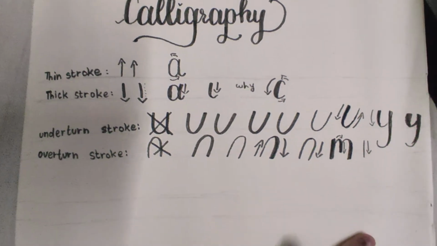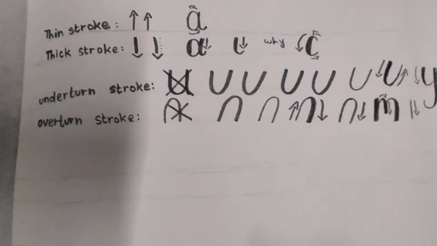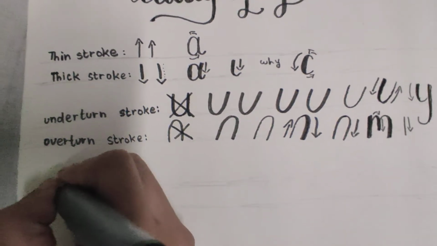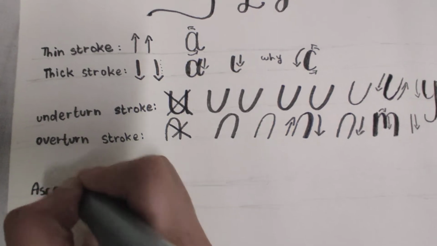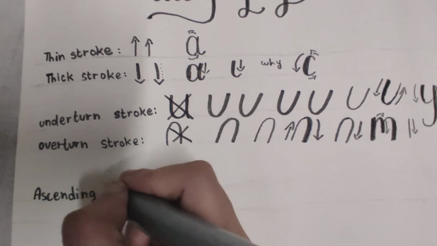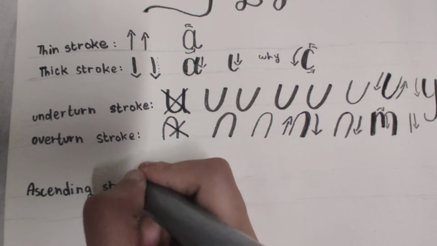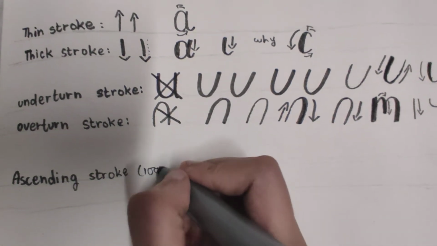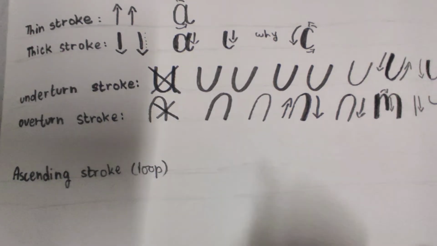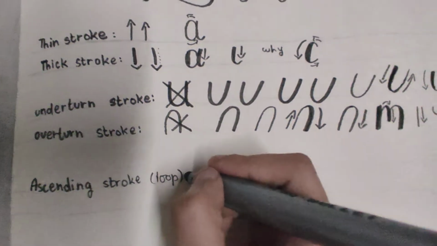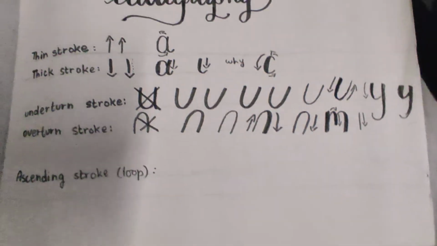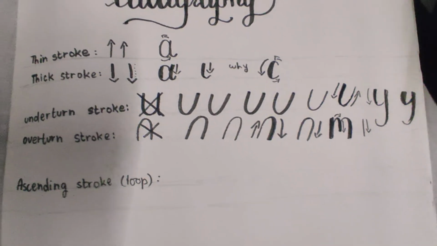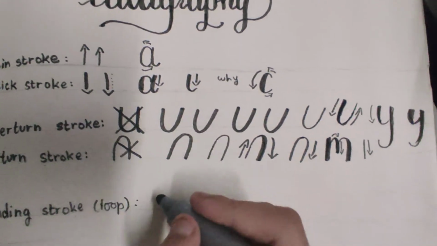Now let's move to the next strokes. The next stroke is ascending stroke. Also you can say it as ascending loop. So instead of stroke, you can say ascending loop. Okay. So how do we use ascending stroke? It is very commonly used in most of the letters. How? Let me tell you.